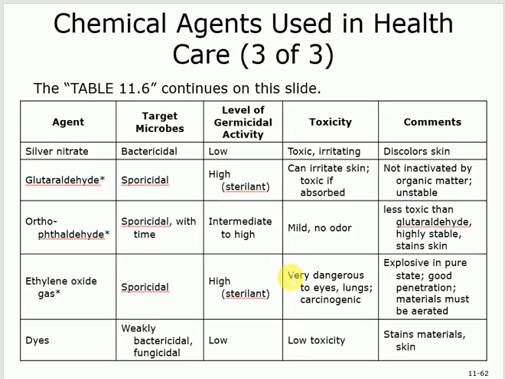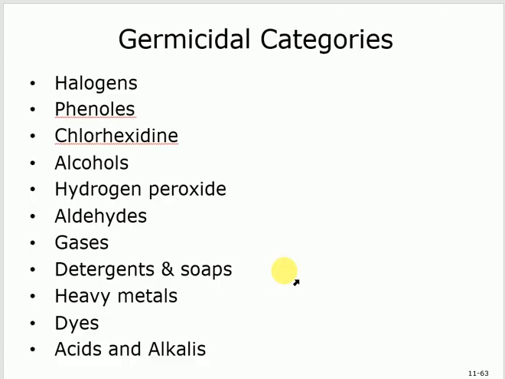Other examples: silver nitrite, dyes, ethylene oxide gas, sporicidal, and so on. The germicidal categories can be halogens, phenols, chlorhexidine, alcohol, hydrogen peroxide, aldehydes, gases, detergents, heavy metals, dyes, acids, and alkalis.